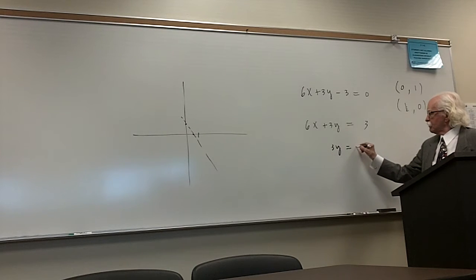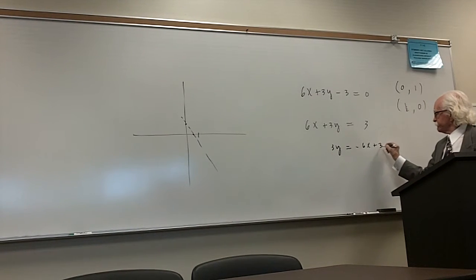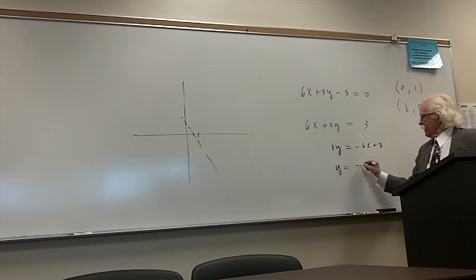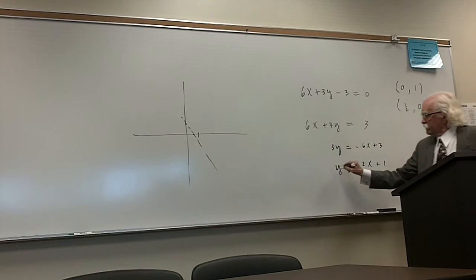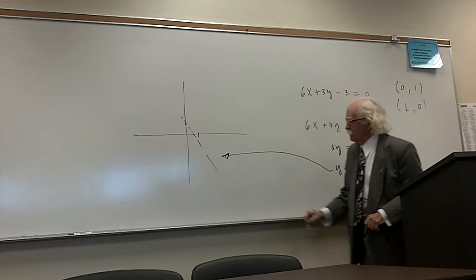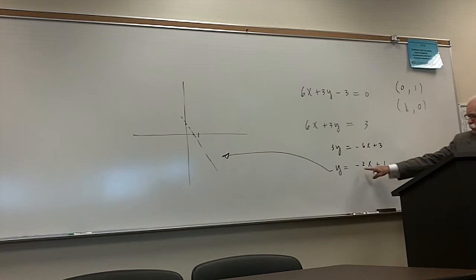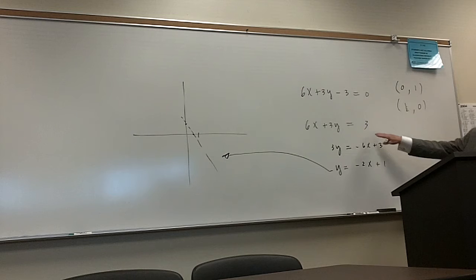3y is equal to minus 6x plus 3. y is equal to minus 2x plus 1. So this equation right here fits that line. And it's quite obvious because it has a negative slope and it goes through positive 1. Everybody see that? Yes. So they generally want you to take this equation and put it into slope-intercept form to graph it. But you really don't have to, because I graphed it when it was in this form right here.